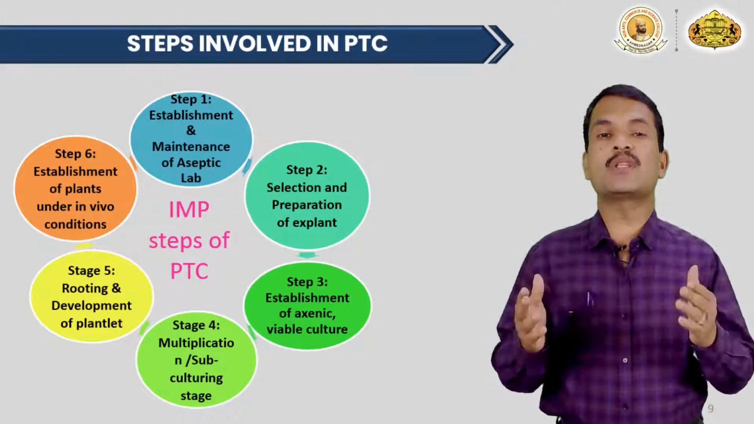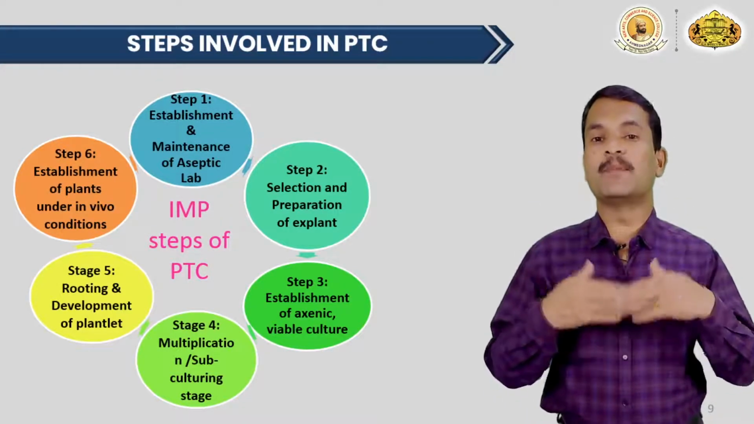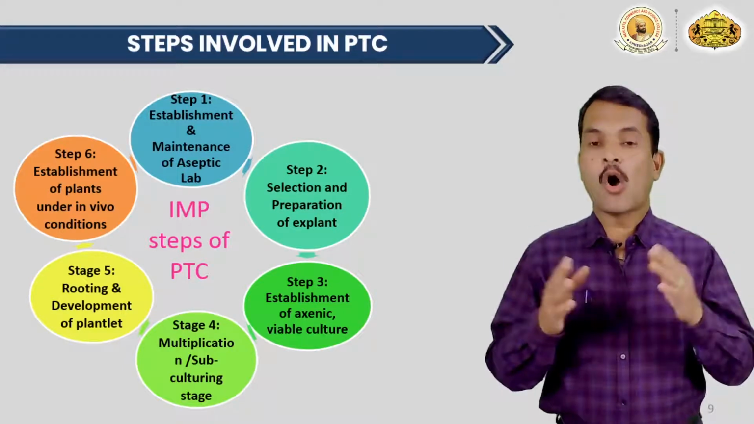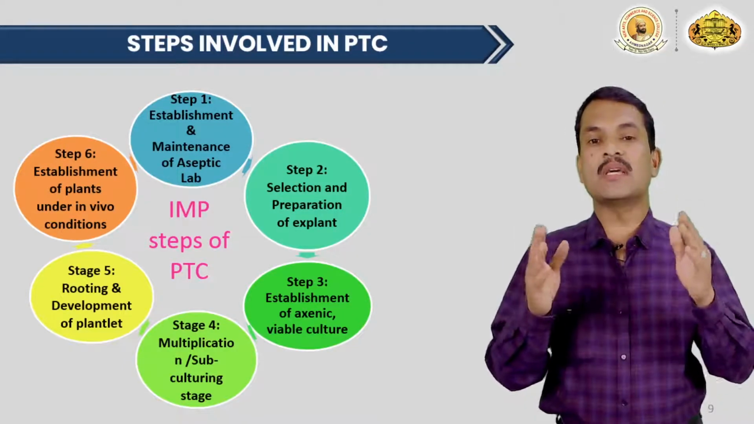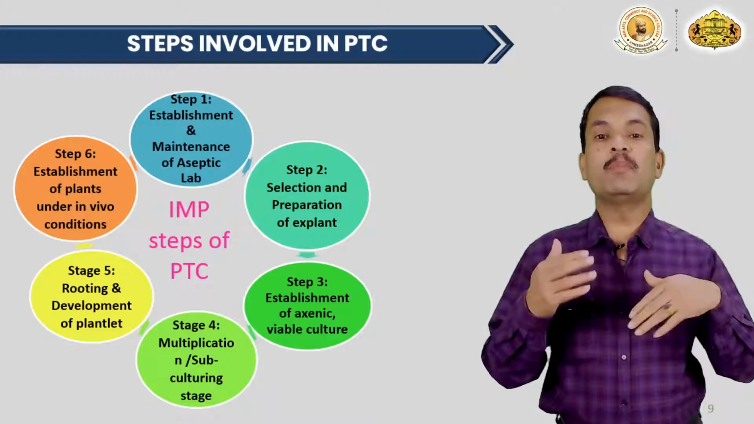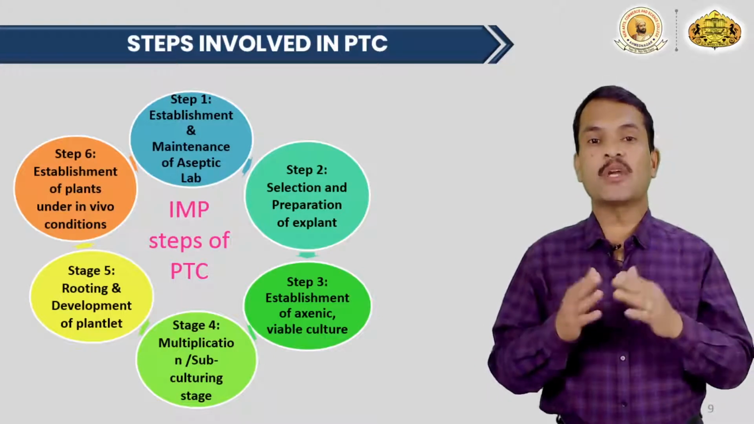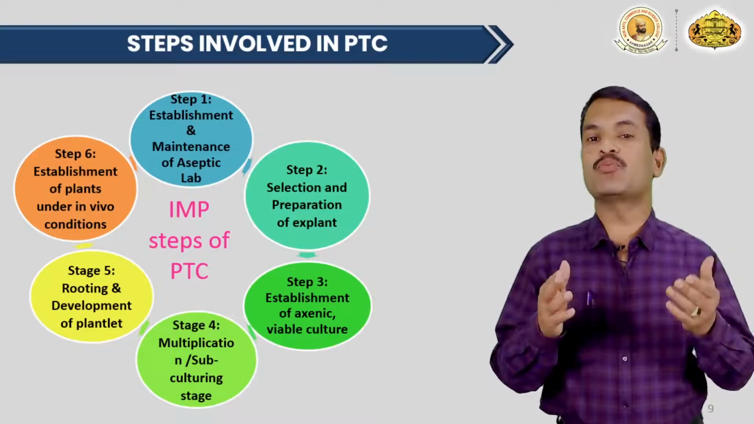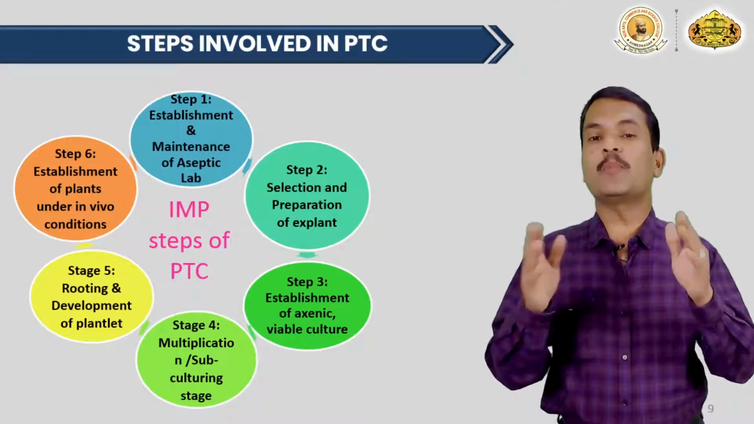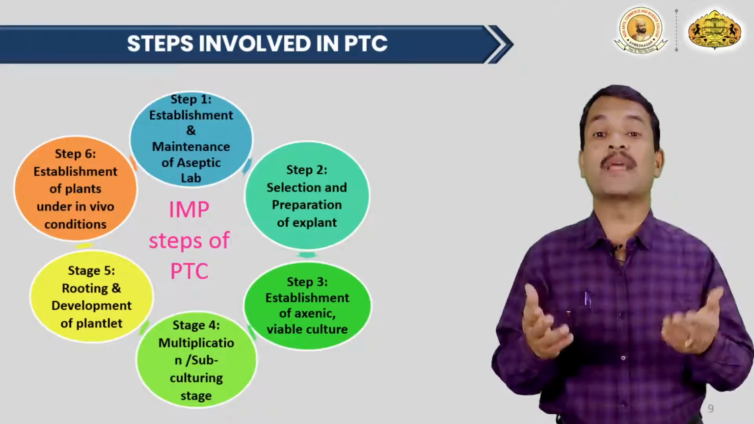And then the fourth stage, where we are going to multiply, means cells will divide, or whatever our aim is, depending upon that there will be multiplication. In micropropagation many more different plants will be formed. So that thing is going to take place over there. So that is the multiplication stage.